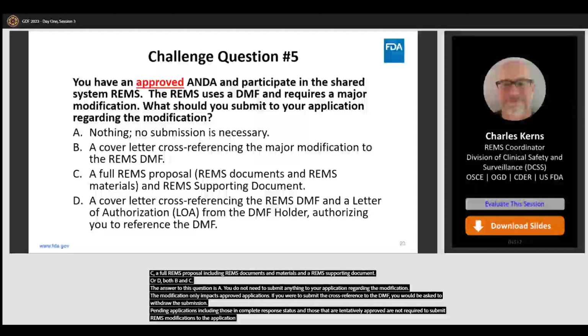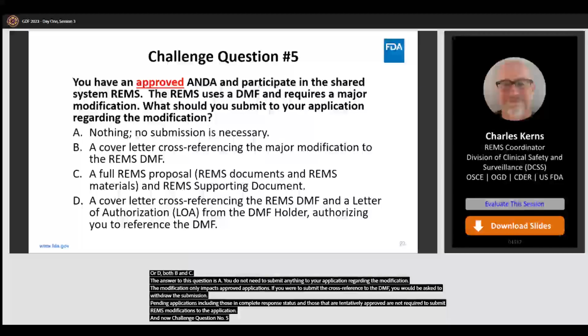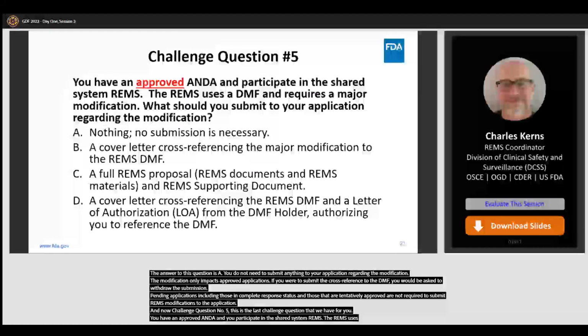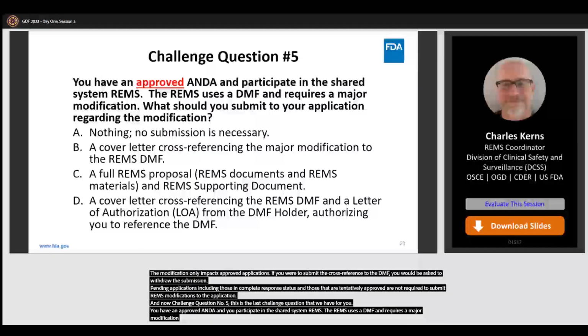And now, challenge question number 5. This is the last challenge question that we have for you. You have an approved ANDA and you participate in the shared system REMS. The REMS uses a DMF and requires a major modification. What should you submit to your application?